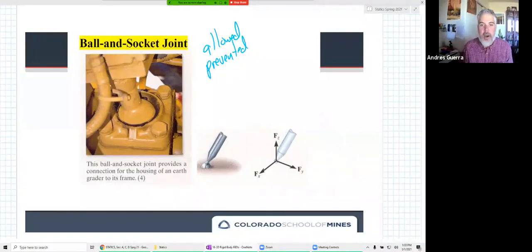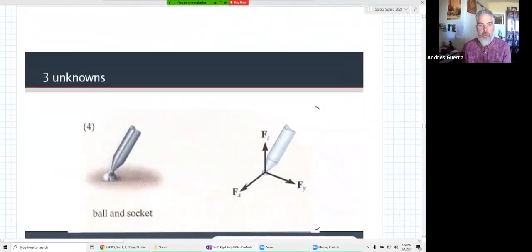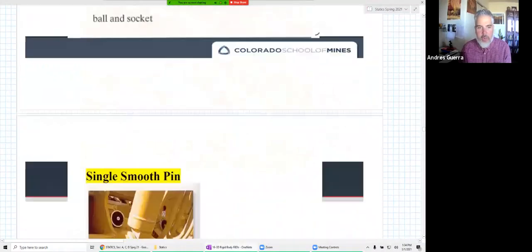So we don't see in our picture there from the textbook, from table 5.2, what do we see? We don't see any moments, but it's preventing translation, right? Do you think you could take this ball and move it this way? No. Do you think you could take this ball and move it this way? No. This ball and move it this way? No, right? So we have a force in the things that that physical object prevents. Also notice when they draw this over here, they take the socket off, right? They just have the ball there. So remember to remove those supports when you draw the FBD. So that one has three unknowns.